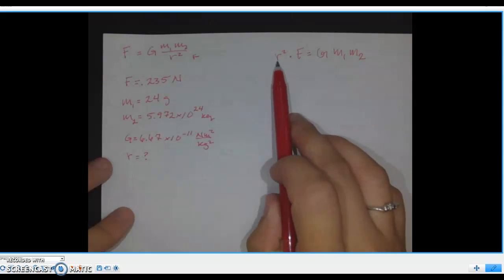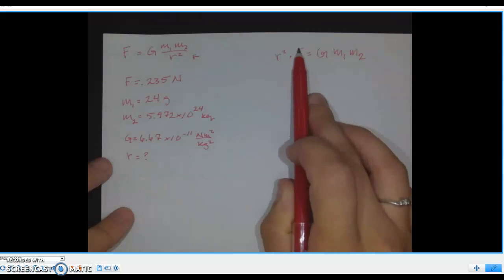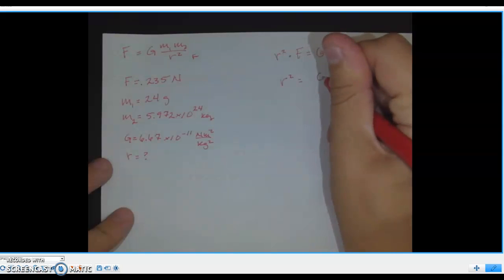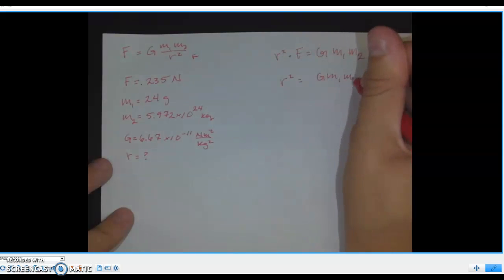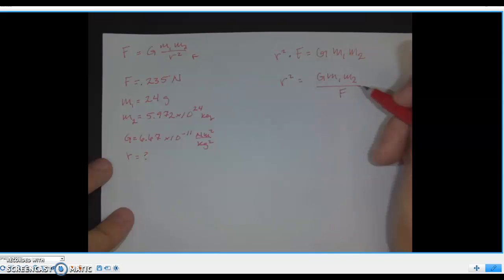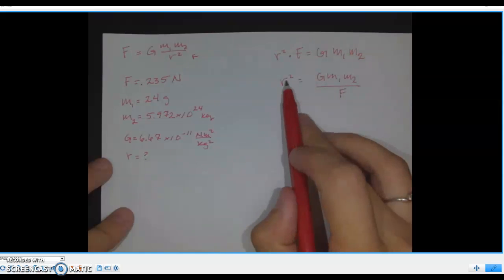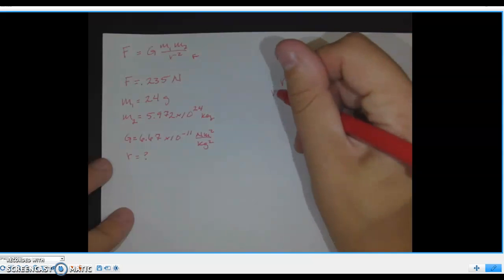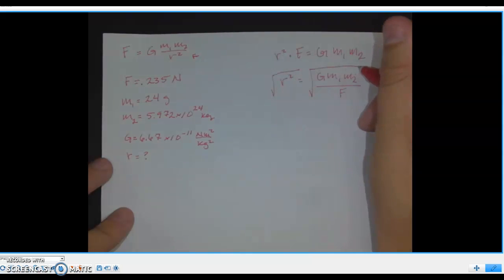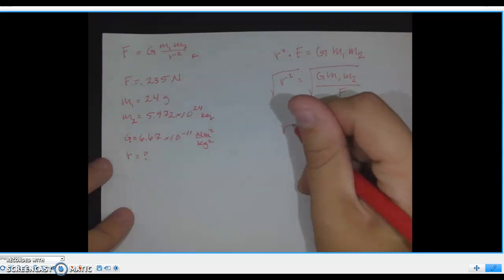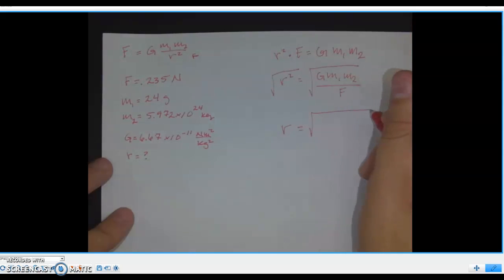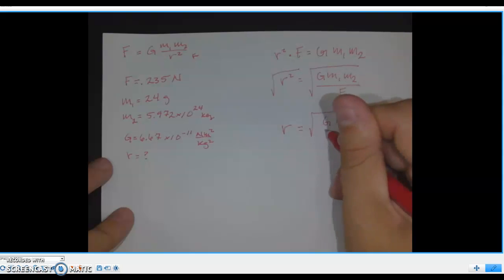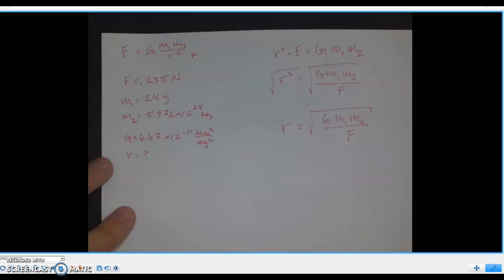And then I want to isolate r, so I'm going to divide by force. And then the last step is this is squared, and so I can get rid of that square by taking the square root of both sides. So I would have r is equal to the square root of G m1 m2 over F, okay?